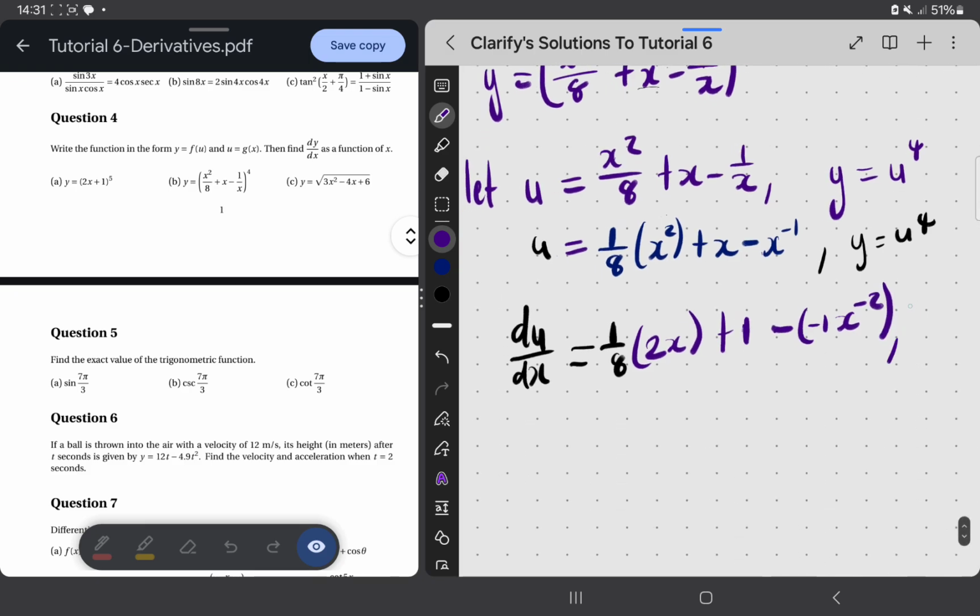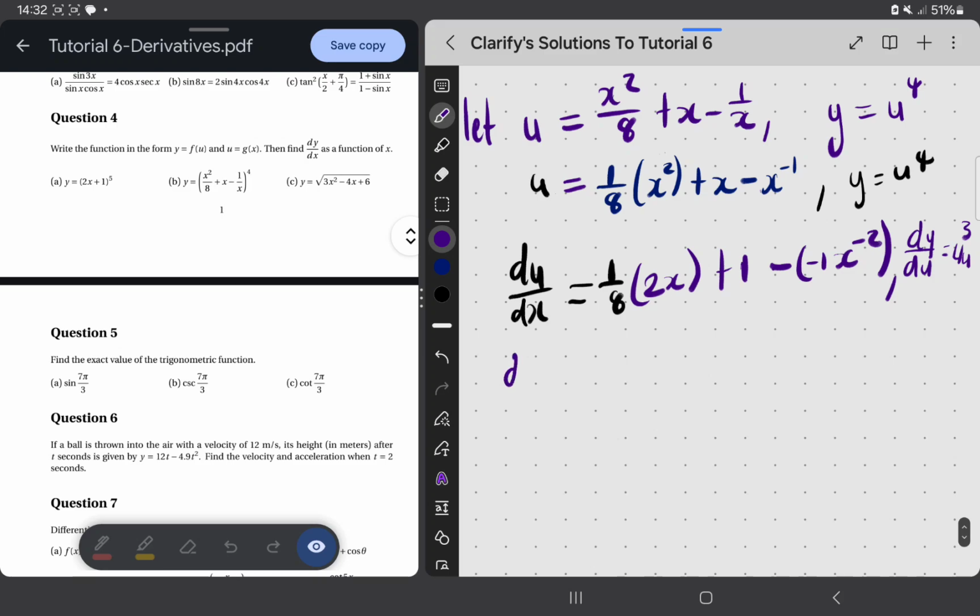Then we can come here and say that dy du is, you drop the power 4, you reduce it by 1, u to the 3, so 4u cubed. So now we have du dx equal to, this becomes 1 over 8 times 2. 2 is a whole number, so it just multiplies the top.